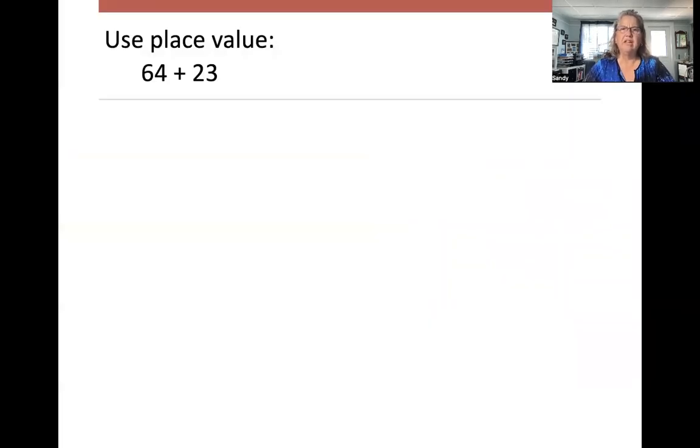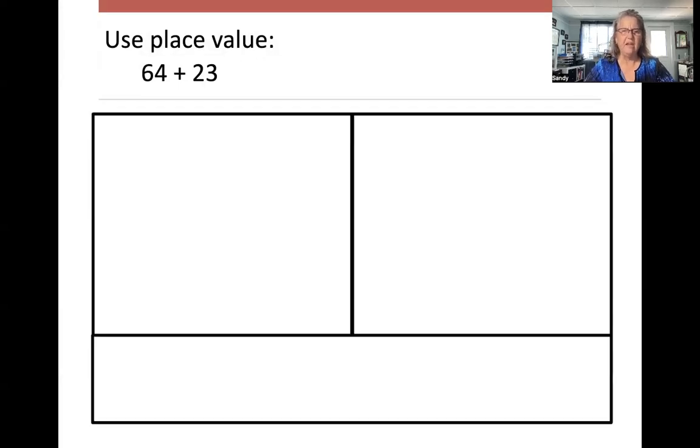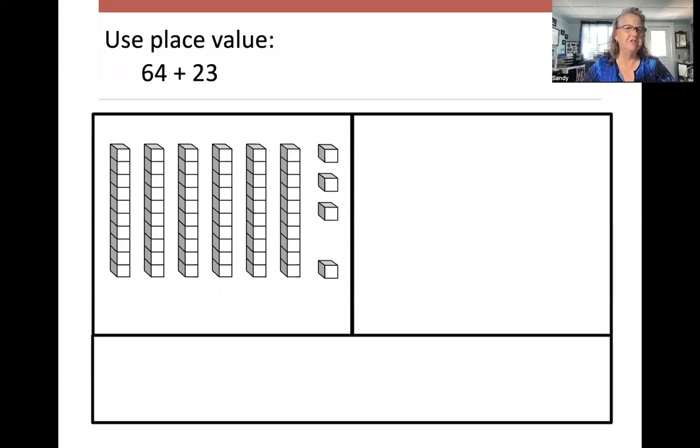Now, if we look at a problem like 64 plus 23, you may see your children using a part total chart. You can see the 2 parts and the total below. It's just a way that we organize what they're doing. You may also see your children using base 10 materials. Now, if you look at these, you have rods of 10 and then some unit cubes.